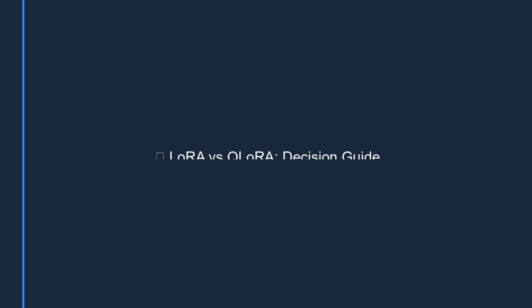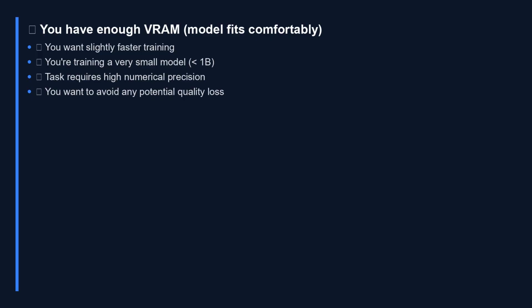LoRA versus QLoRA: decision guide. Reach for standard LoRA when your model fits comfortably within your VRAM budget and you want the fastest possible training speed. It's also the right call for models under 1 billion parameters, where quantization noise is proportionally larger, and for tasks with genuine numerical precision requirements. If you've already tried QLoRA and measured a quality gap on your specific dataset, LoRA is the obvious fallback.